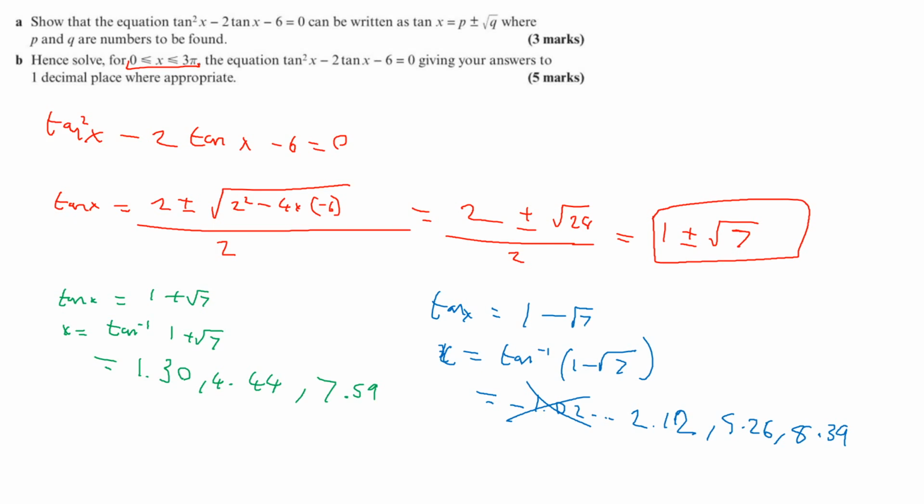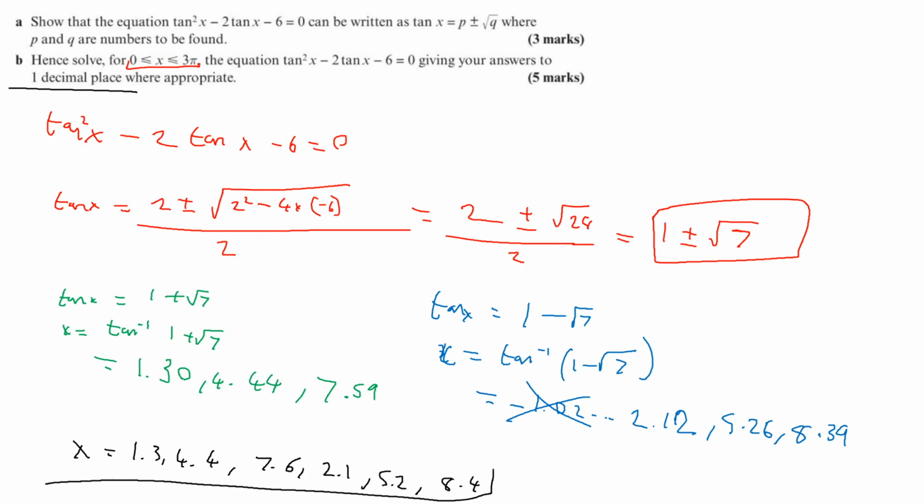So our final answers are, because we need to put all of these to one decimal place, x is going to be 1.3, 4.4, 7.6, 2.1, 5.2, and 8.4. And those are our final solutions.